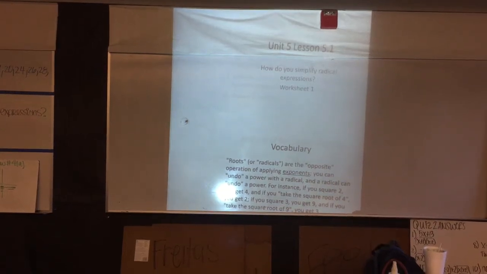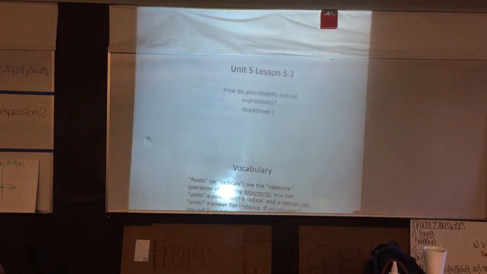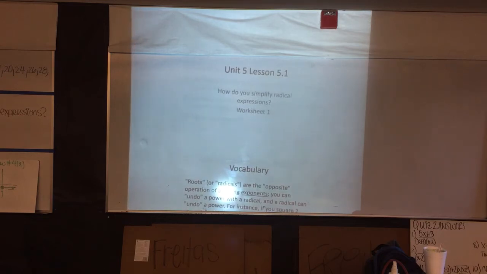This is lesson 5.1. I'm going to say this is 5.1a. This is what you're doing after the test. It's supposed to be a review. The essential question is the same. It's how do you simplify radical expressions? And this is to go along with worksheet 1.